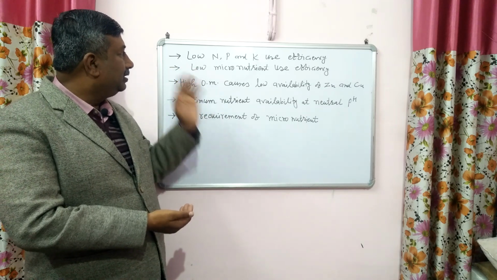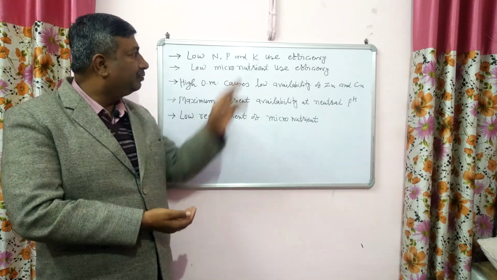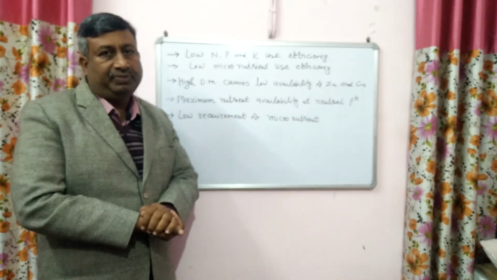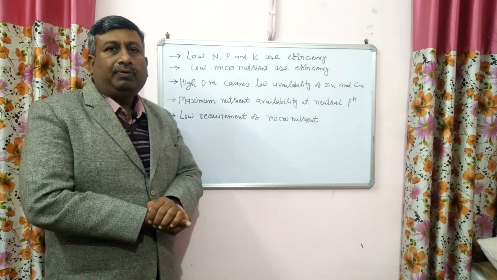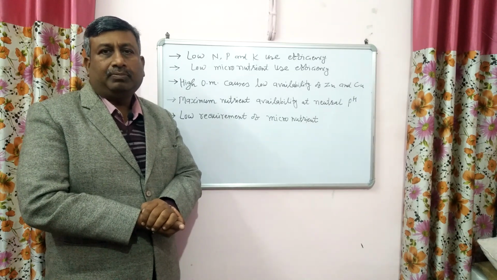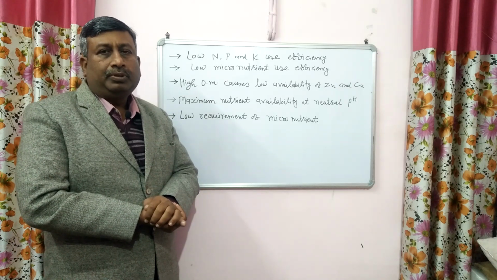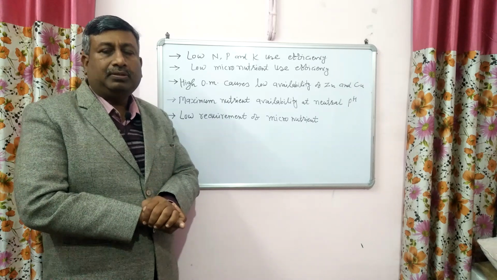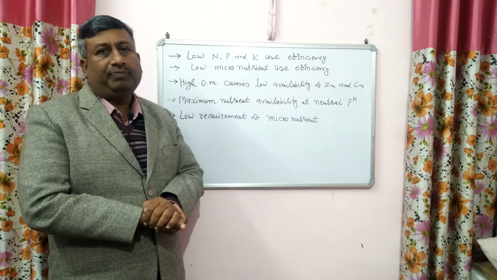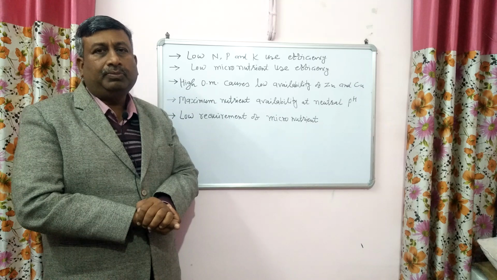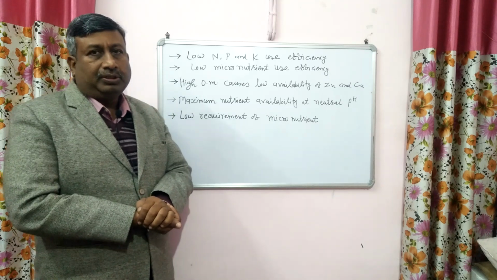The first one is low nitrogen, phosphorus and potassium use efficiency. This is true: when we apply nitrogen, phosphorus and potassium, then plant uptake and their utilization is very low. So what is the reason that there is low nitrogen use efficiency, phosphorus use efficiency and potassium use efficiency?